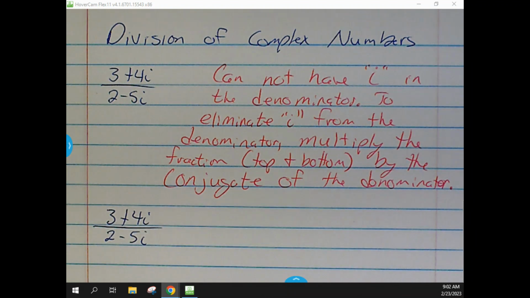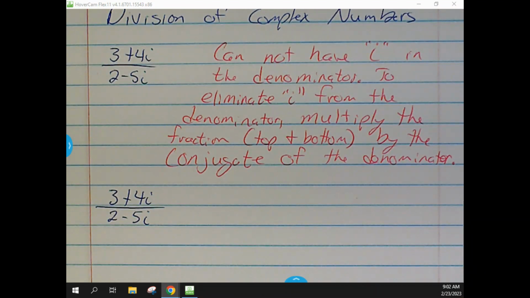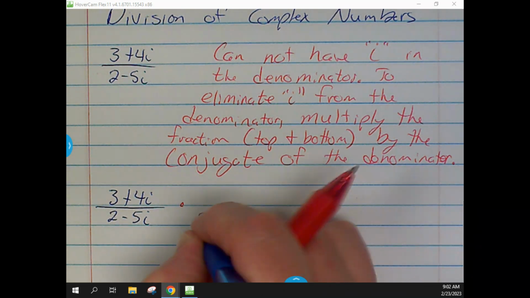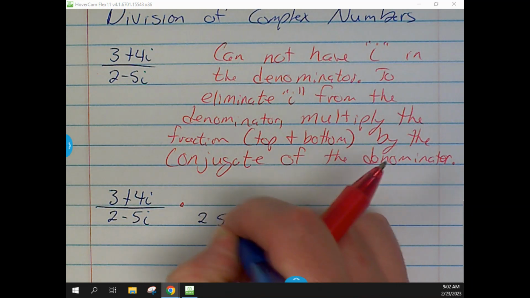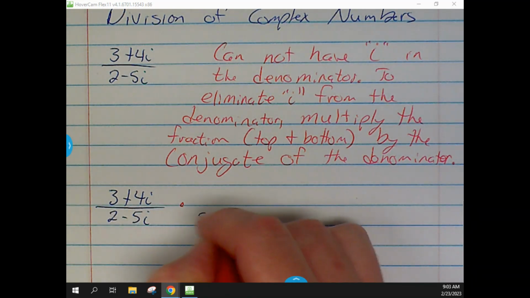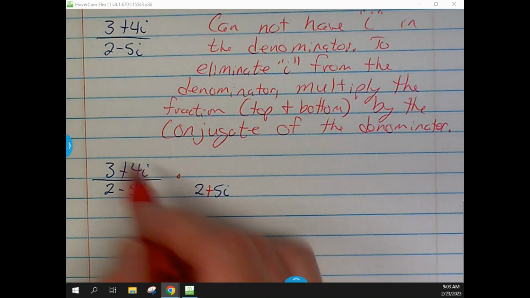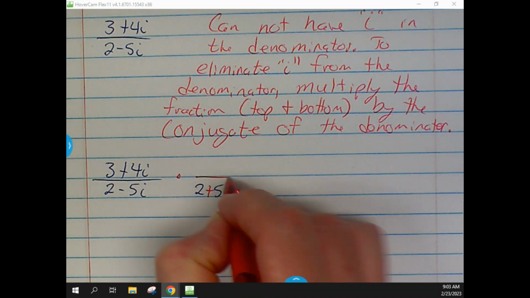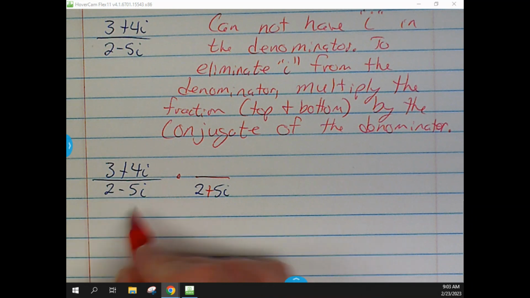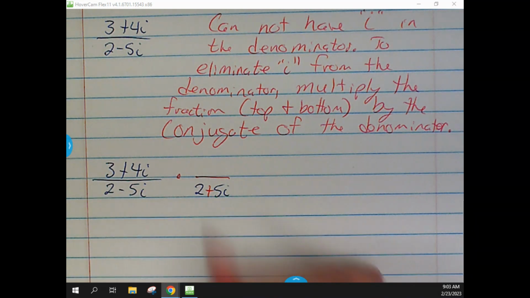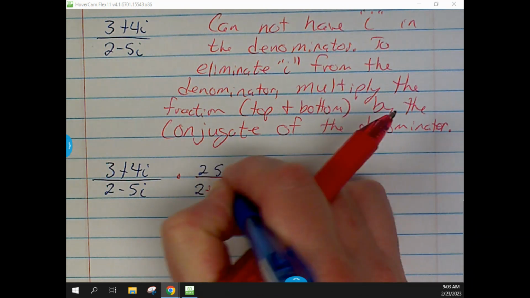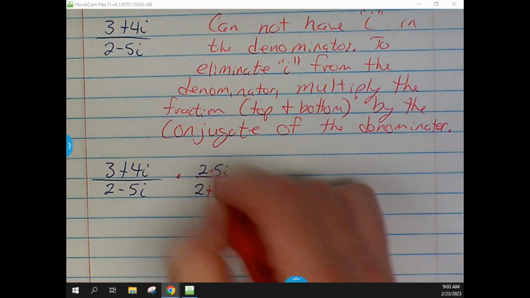All right, so here we go. Let's go with the 3 plus 4i and the 2 minus 5i. For that case, we're going to take the entire fraction, numerator and denominator, and multiply it by the conjugate of the denominator. So instead of 2 minus 5i, we're going to multiply by 2 plus 5i. Same thing on this part. We're going to multiply that.